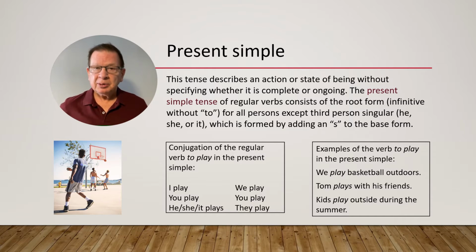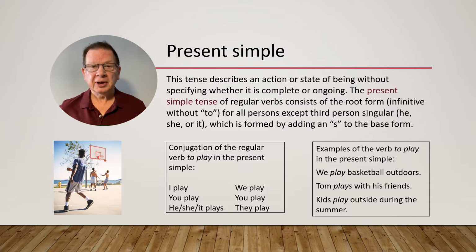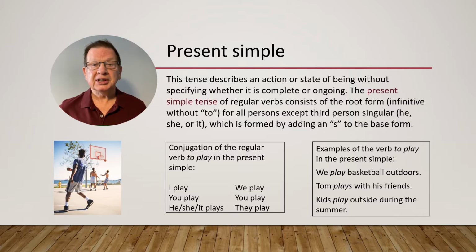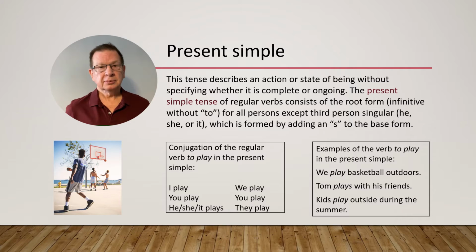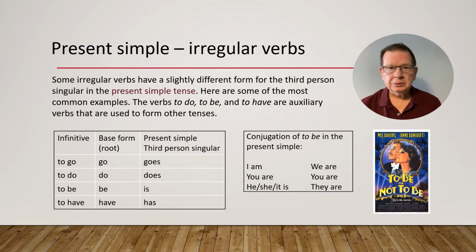Examples: here is the conjugation of the regular verb to play in the present simple. I play, you play, he, she, it plays, we play, you play, they play. And here are some examples of the verb to play in the present simple used in sentences. We play basketball outdoors. Tom plays with his friends. Kids play outside during the summer.